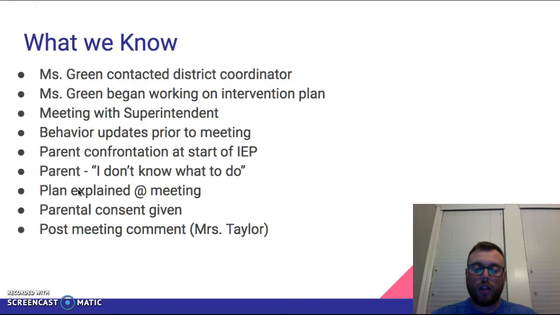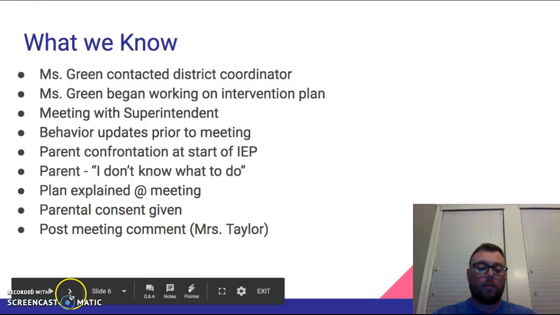The plan was explained at the meeting. Parental consent was given to go ahead with the new intervention plan. And then Mrs. Taylor, even after the meeting, after the parent had left, made a post-meeting comment about how she still believes that the student needs to be out of her room.